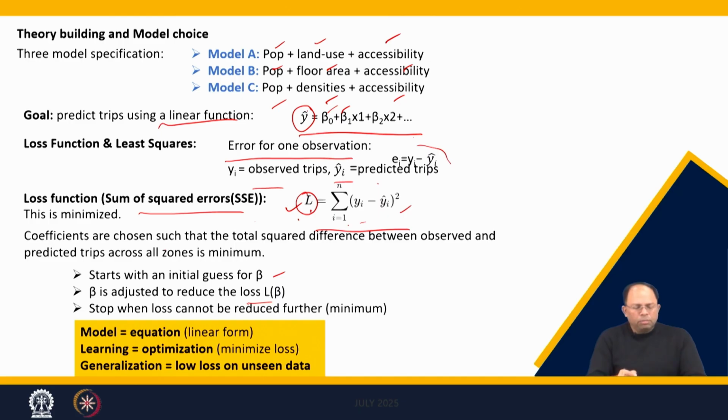So the model in this case is a linear form. The learning optimization minimizes the loss function, in this case this one, and generalization is low loss on unseen data. That means once I use this particular equation with the beta values that I am getting here, I will be able to predict for a new case, and that is the process of generalization. So the difference between the predicted and the actual value would be very small, and that's the purpose. The model would be more generalized if that is the case.